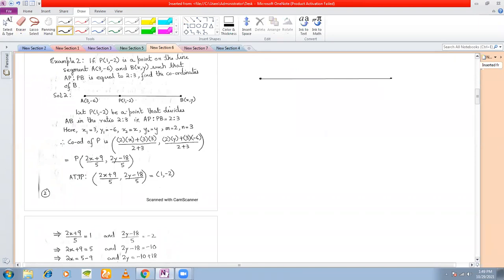Here are the endpoints A and B. A is the point (3, -6) and B is the point (x, y), such that AP is to PB is equal to 2 is to 3. So let us say a point here, P. AP is to PB is 2 is to 3.